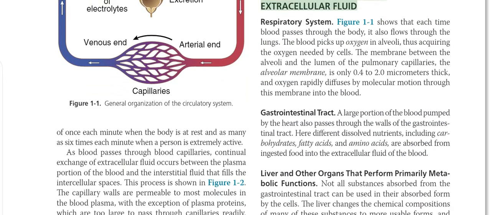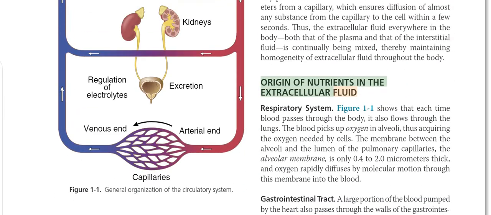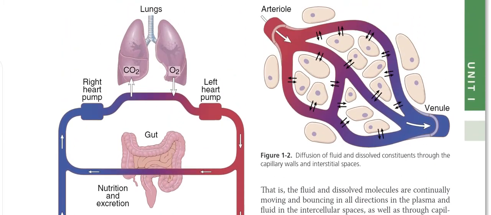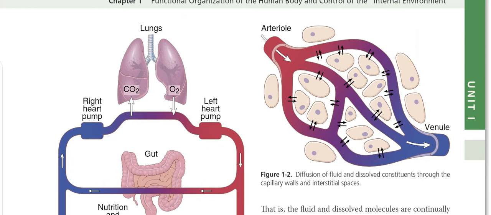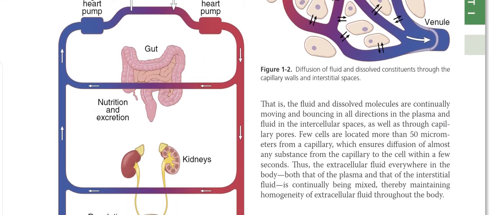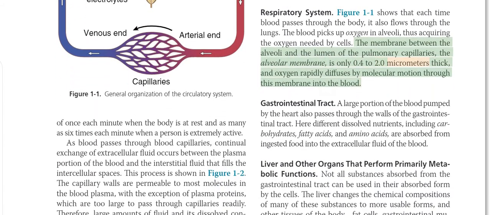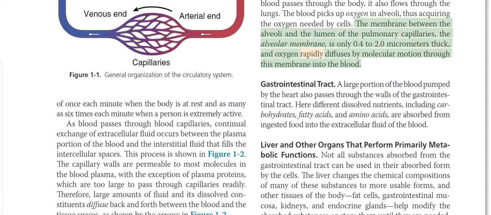Origin of nutrients in the extracellular fluid. Respiratory system. Figure 1:1 shows that each time blood passes through the body, it also flows through the lungs. The blood picks up oxygen in alveoli, thus acquiring the oxygen needed by cells. The membrane between the alveoli and the lumen of the pulmonary capillaries, the alveolar membrane, is only 0.4 to 2.0 micrometers thick, and oxygen rapidly diffuses by molecular motion through this membrane into the blood.